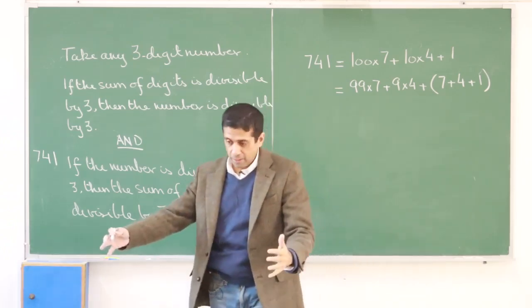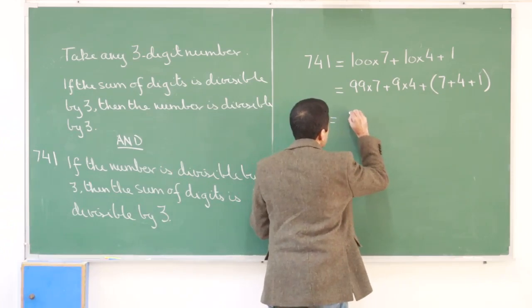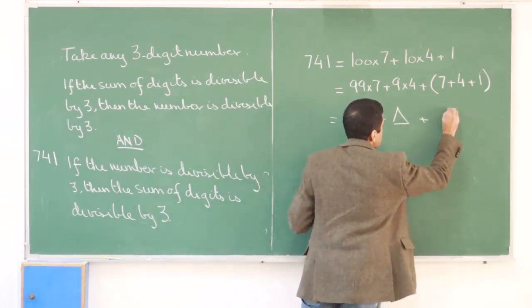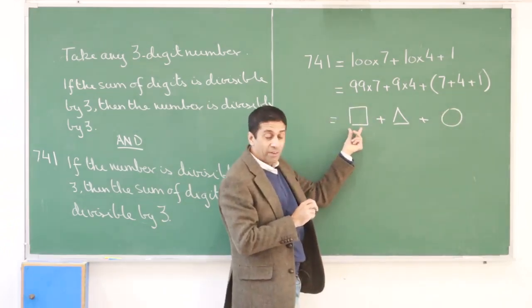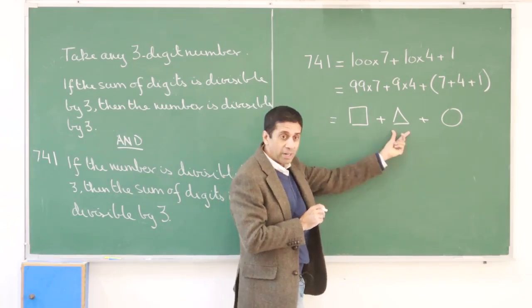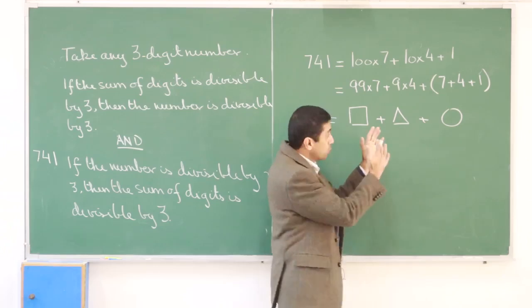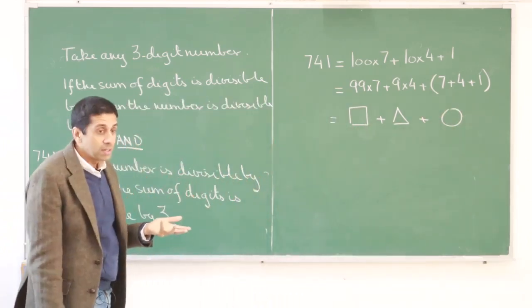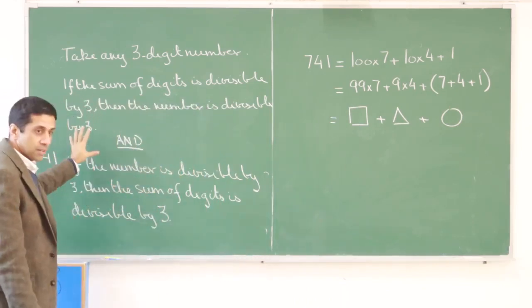So if you have 3 things, 1, 2, 3, so you have a square plus a triangle plus a circle. So now you want to divide it into 3 portions. This you can divide exactly in 3 portions. This you can divide exactly in 3 portions. This you can divide exactly in 3 portions, which means you can divide the entire thing in 3 portions. That's the proof, if you will, of this statement.